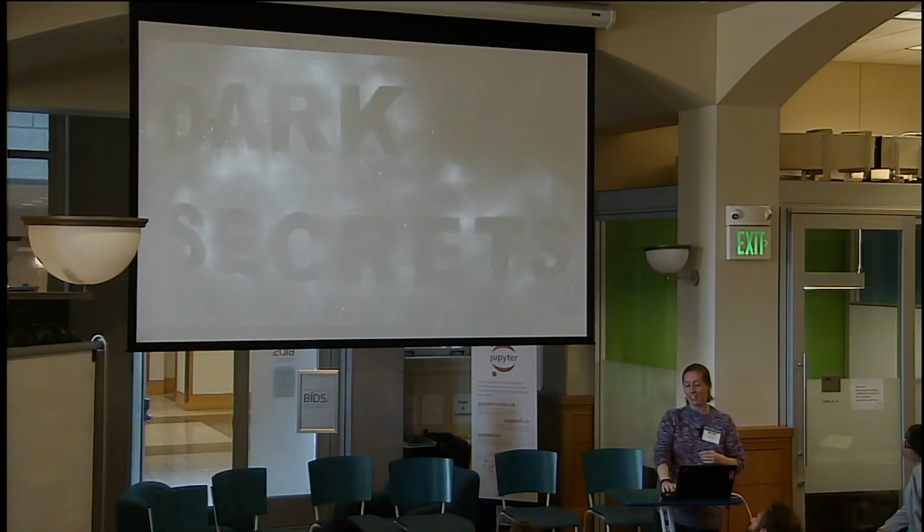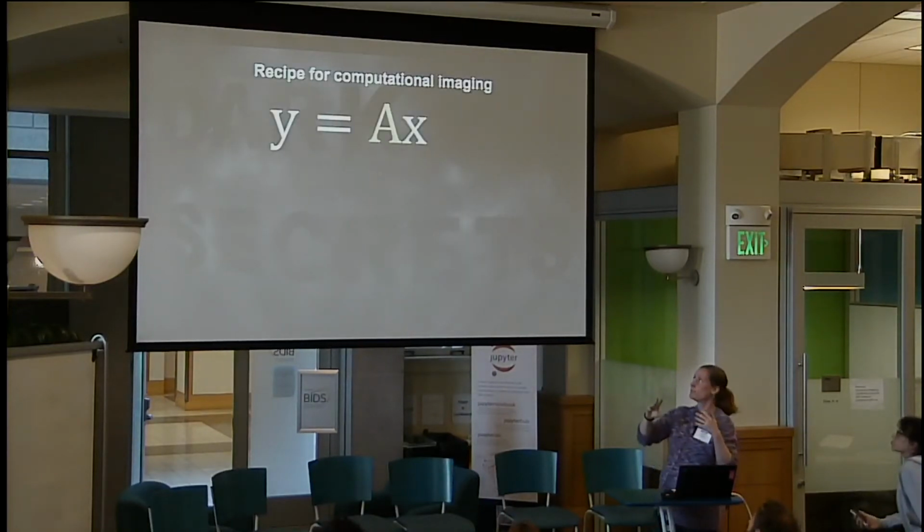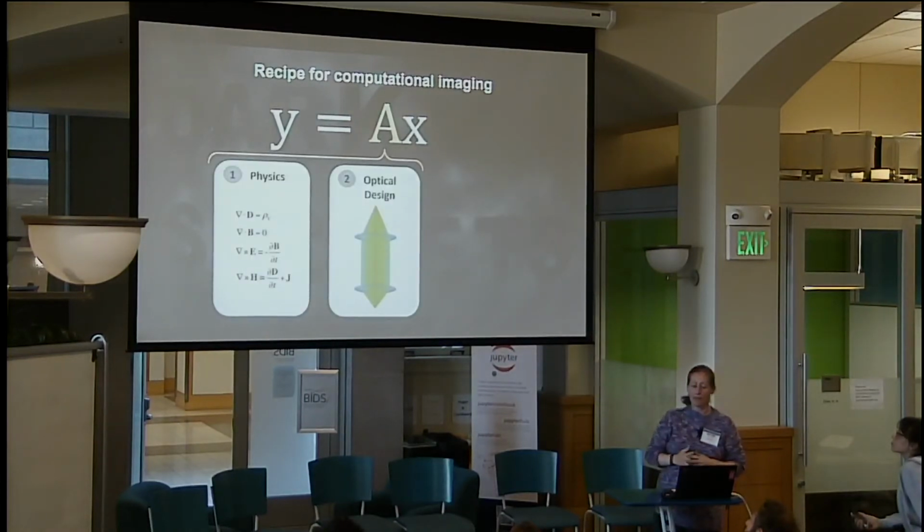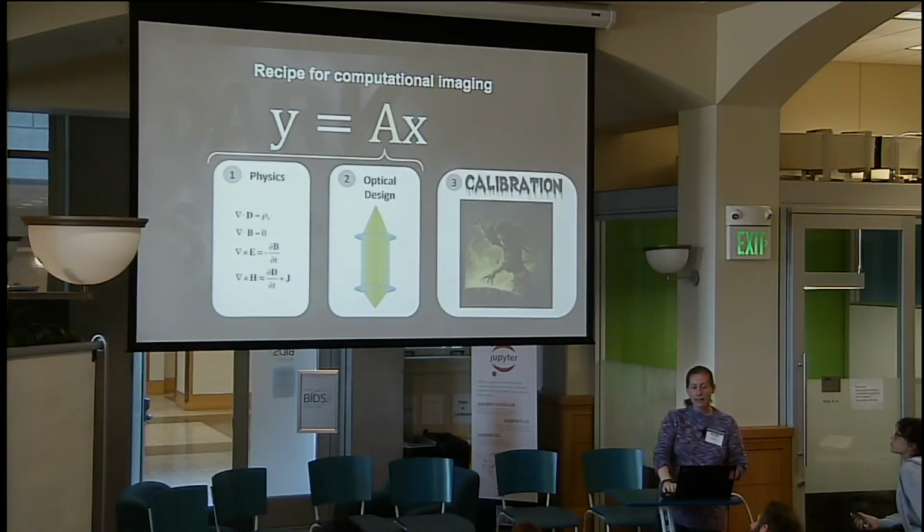I could end the talk here, but I'd like to get into a little bit of our dark secrets. And this is really fundamental to computational imaging: say we just have this nice linear problem. This A matrix is something we think we know because we know the physics. We designed it, so we know the optical design. But in practice, we spend like half our lives doing calibration.